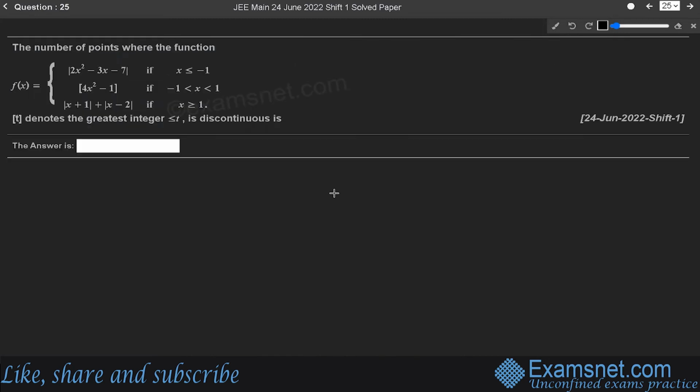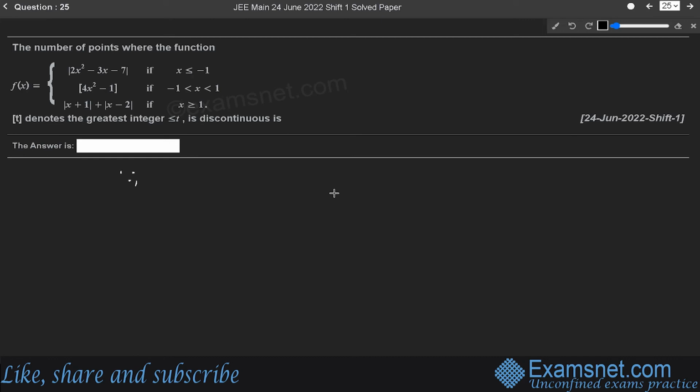Moving on to the next question. The number of points where the function f(x) is equal to |2x²-3x-7| if x is less than or equal to -1, f(x) is equal to [4x²-1] if x lies between -1 and 1, and f(x) is equal to |x+1|+|x-2| if x is greater than or equal to 1, where [t] denotes the greatest integer less than or equal to t, is discontinuous is. Here, a function is given and 3 different conditions are given.